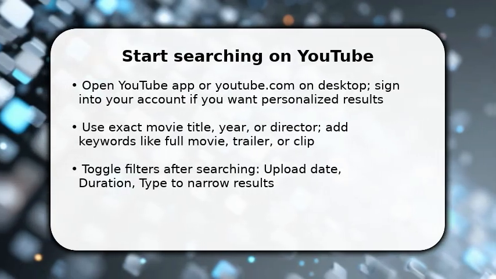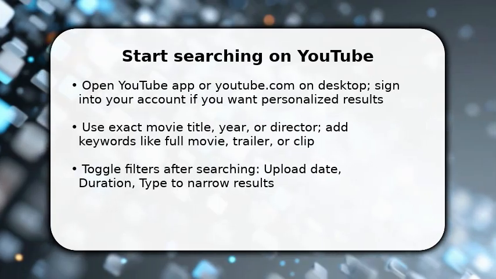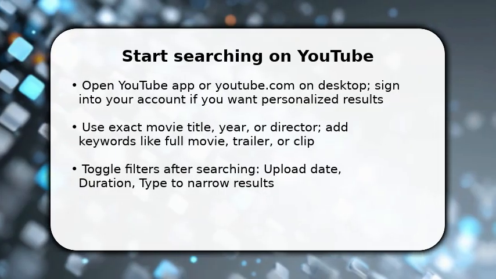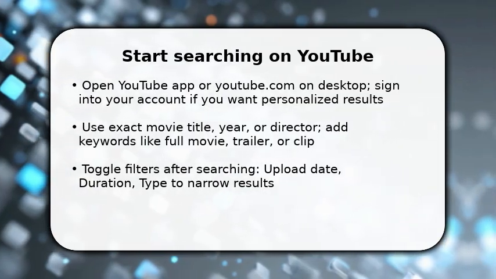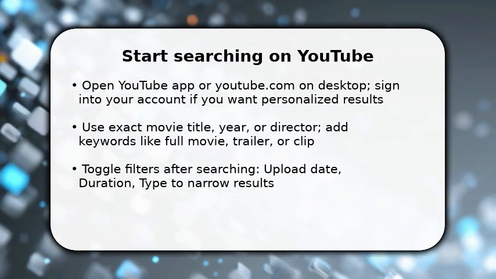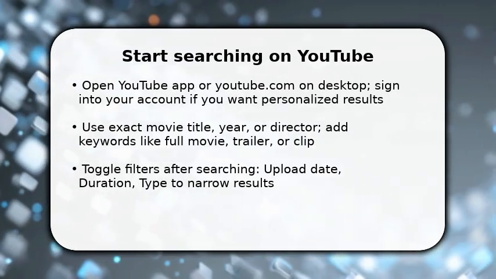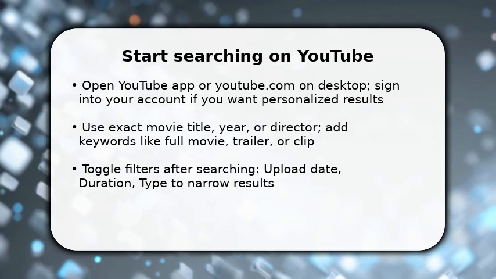You begin by opening YouTube now and typing the most precise movie title you know. Use the year or director to reduce noise. For example, include 1999 or the director's last name. Once done, scan the top results and look for official channels or verified badges.